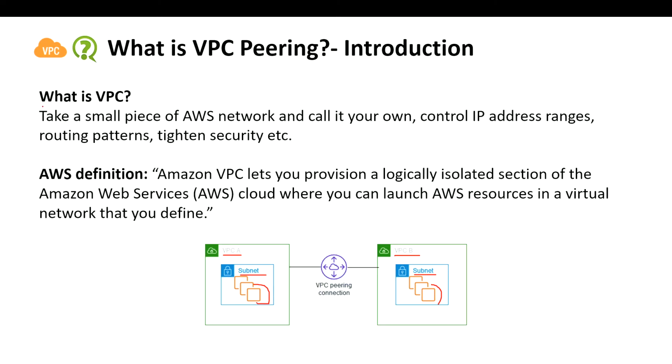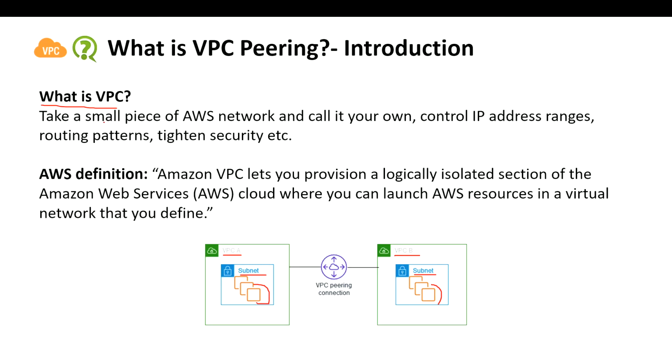So what is VPC? The simple definition, my own definition of VPC is: let's say AWS has got a huge network, right? In that huge network, if you take a small piece of the AWS network and call it your own network, and you take control of the IP address ranges, routing patterns, and all the security related to that, then we call that a VPC, virtual private cloud.